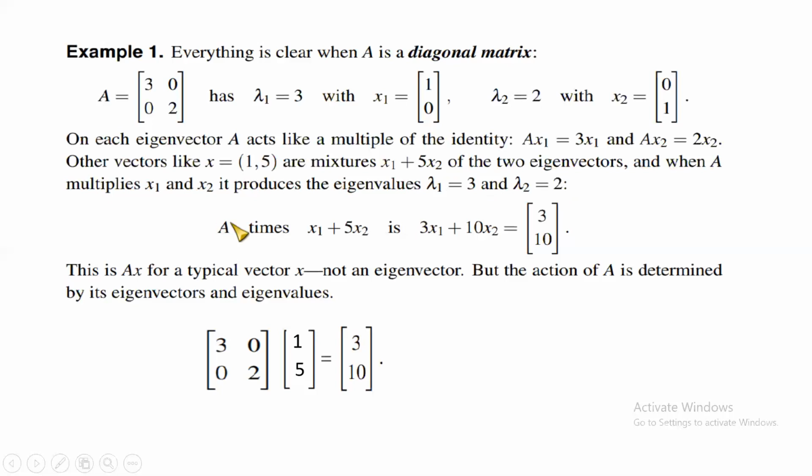What it means is, if you multiply A with the value x1 plus 5x2, you're going to get 3x1 plus 10x2, that is [3 10]. Indirectly, what we are talking about is just this. If you have [3 0; 0 2] and then [1 5] over here, you are going to get [3 10] over here. Of course, you can just directly use this over here. That means this 1 can be multiplied by 3 and hence we get 3. 5 can be multiplied by 2 and hence we get 10. Okay, so this multiplied by this will give you this value.